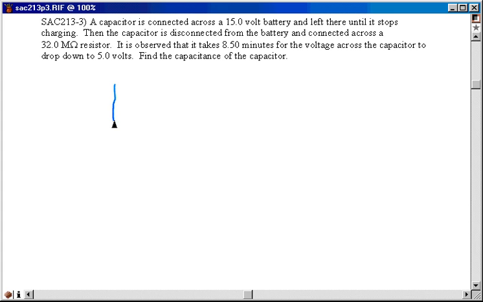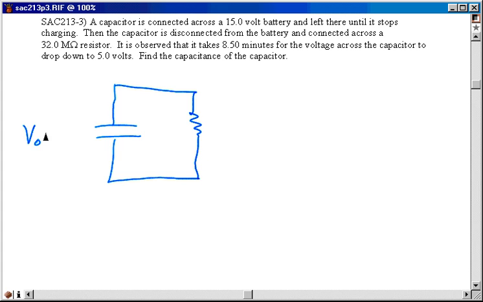We have a battery connected across a capacitor, and then the capacitor, once it's charged up to the voltage of the battery, is connected across a 32 megohm resistor. Initial voltage 15 volts.